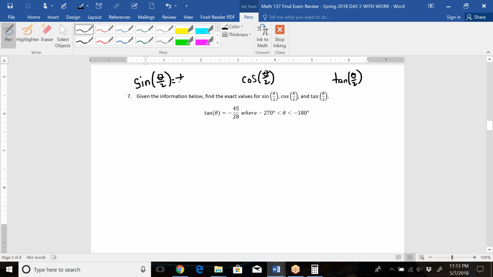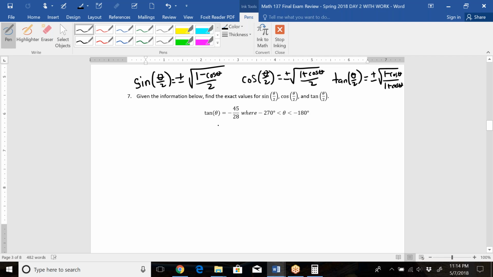So it's always going to be a plus or minus, but the sine one is the square root of 1 minus cosine theta over 2. The cosine of the half angle is plus or minus square root of 1 plus cosine theta over 2. And then tangent is plus or minus square root of 1 minus cosine theta over 1 plus cosine theta.